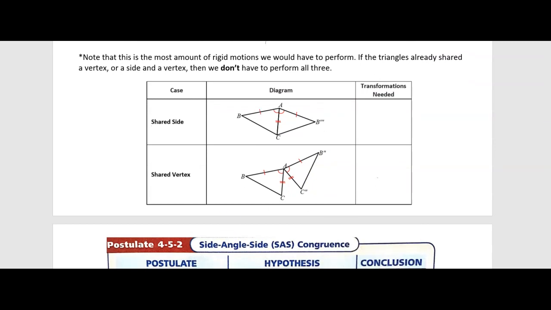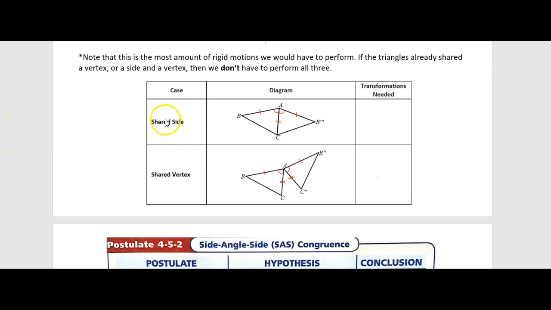Down here, they're just showing you that even if the triangles were situated or oriented or positioned differently, we could still use a series of rigid motions to map them onto one another as long as they fit the initial characteristics for SAS, right? As long as they had two sets of sides that were congruent and one set of included angles, we could eventually map them onto one another.